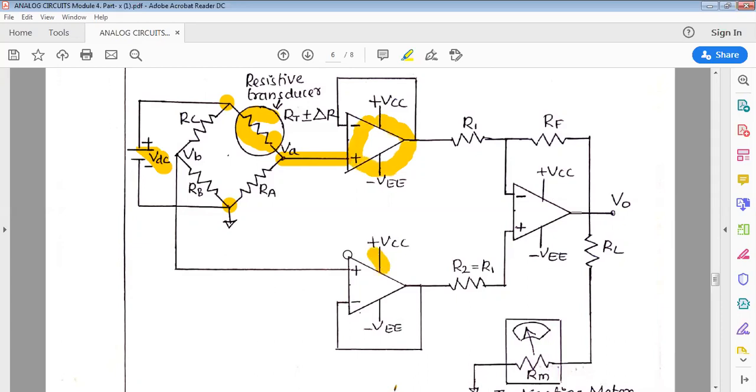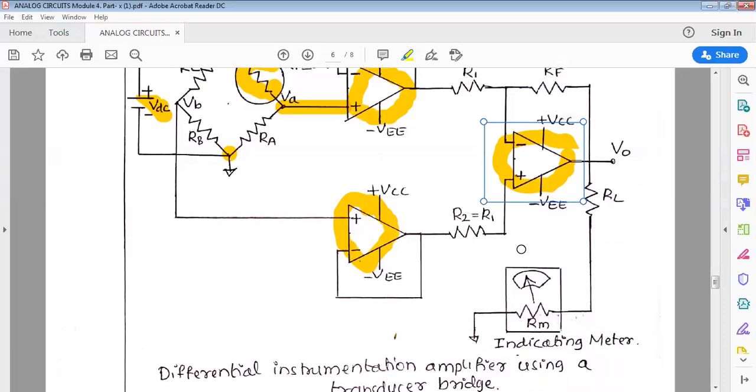This part is also operating in the non-inverting configuration, and this last operational amplifier is operating in the differential configuration. And there are resistances R1 and R2, and the assumption is R2 is the same as R1. One more feedback resistor RF, that is for this last stage of the operational amplifier. There is a load resistor, and here you can see there is an indicating meter.